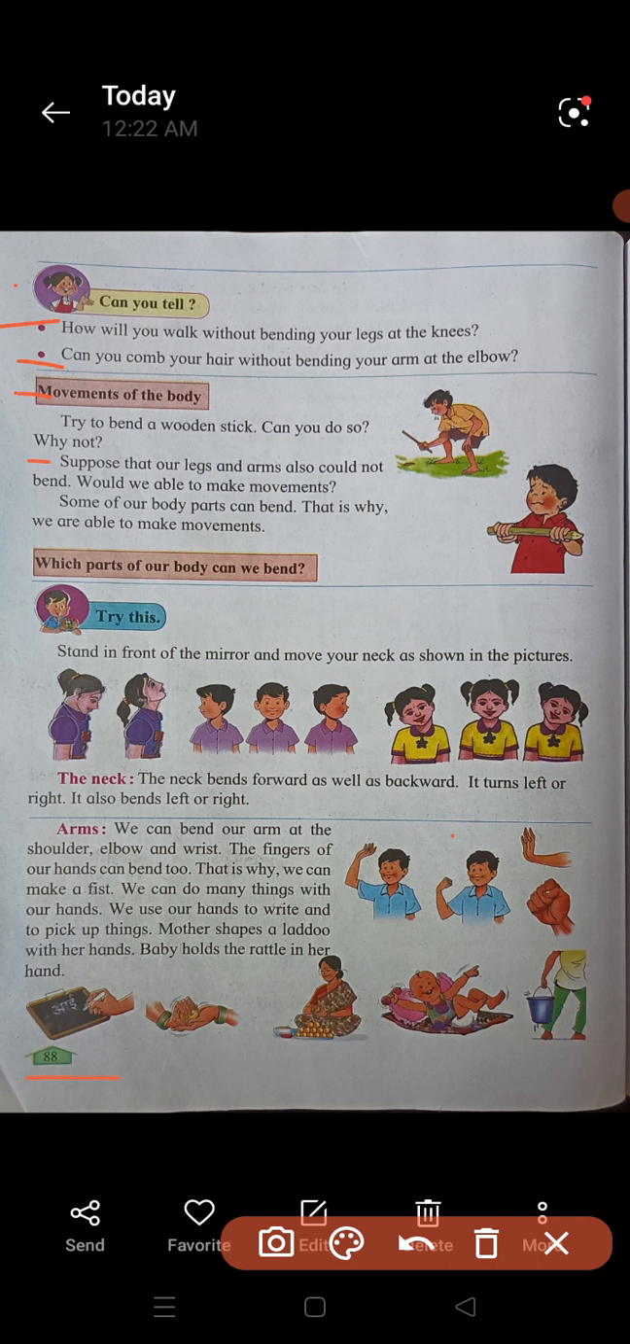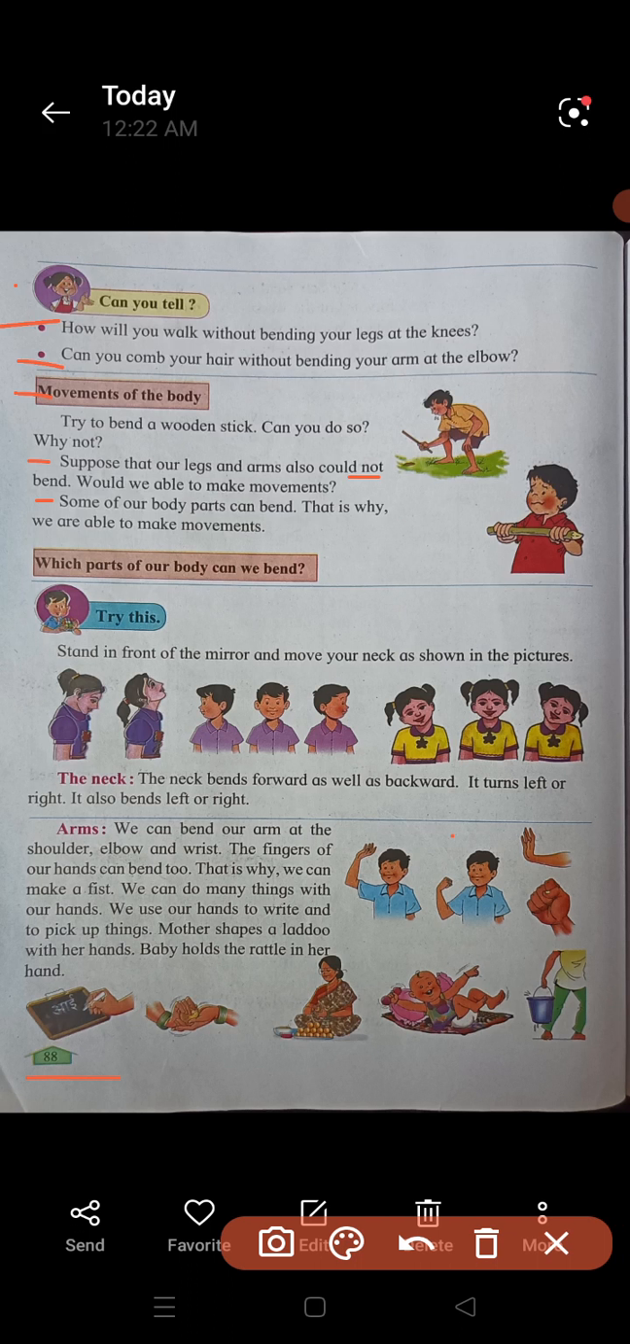The next point we have: suppose that our legs and arms could not bend, would we be able to make movements? It is not possible to make any movements if our legs and arms do not bend. See the next one. Some of our body parts can bend. That is why we are able to make movements. Yes, of course, there are some body parts which bend, so we are able to make the movement.